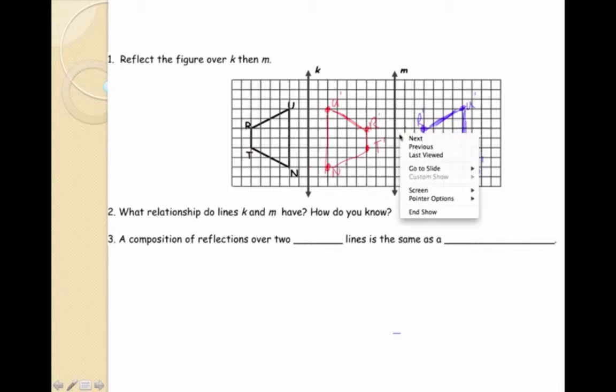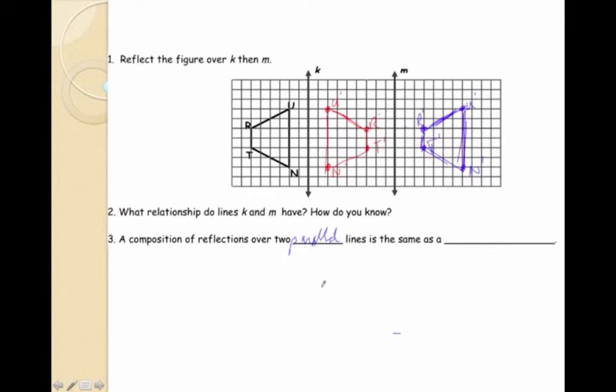And the first question is, what do lines K and M have in common? Well, they're both vertical, and you can tell that because they travel up a single x value in both cases. They go right up and down the grid. So they're parallel. So a composition of reflections over two parallel lines is really what?